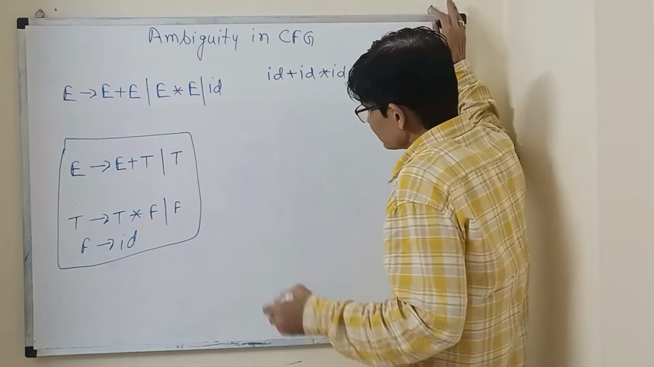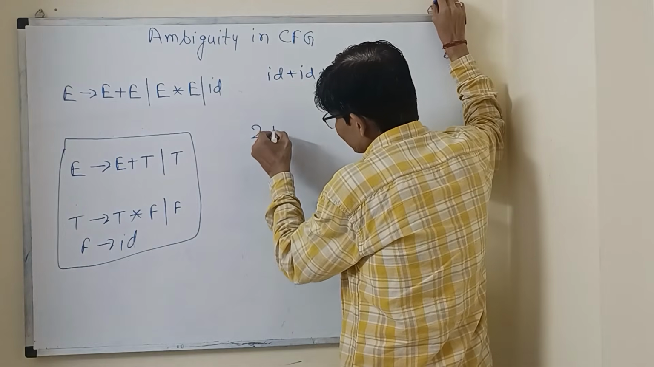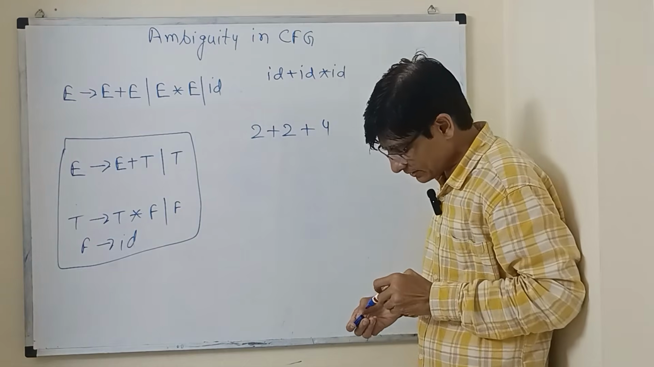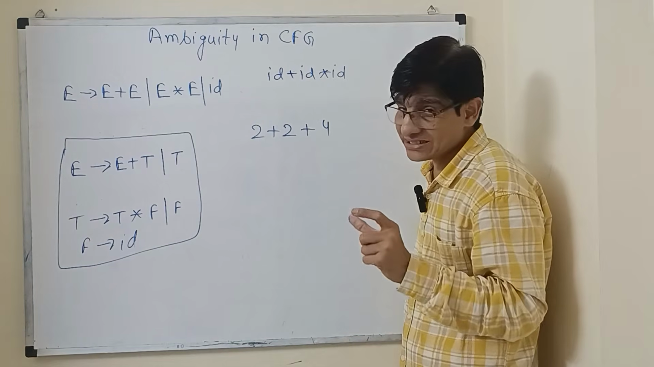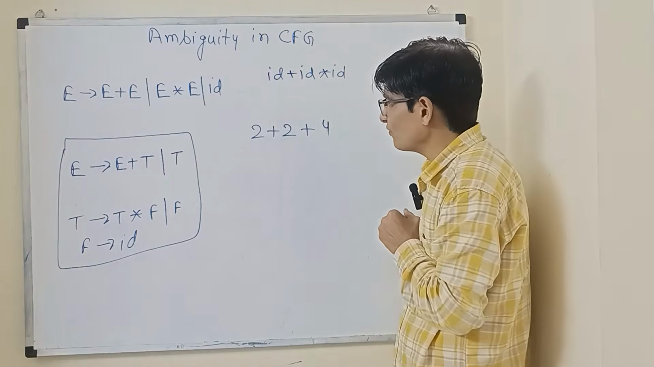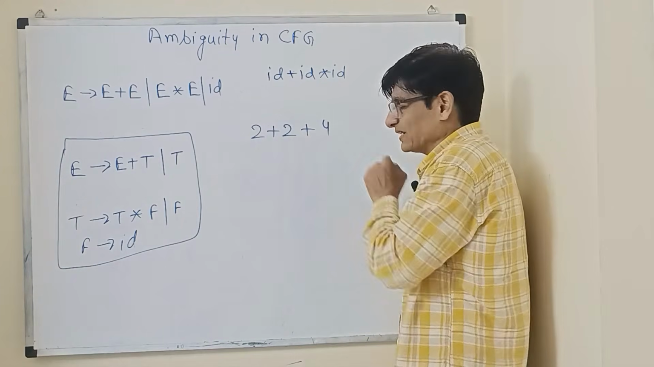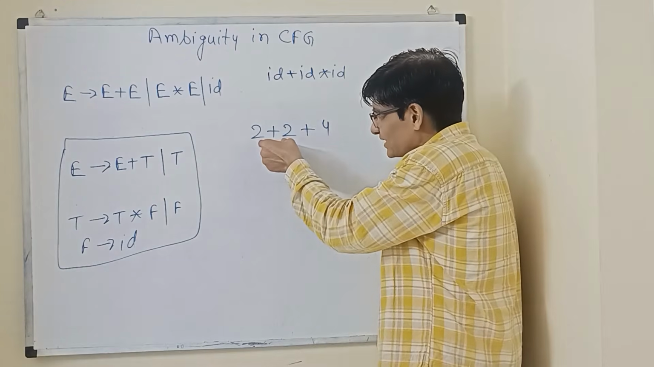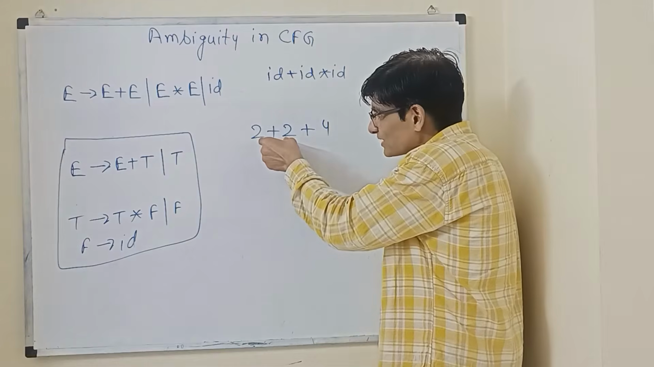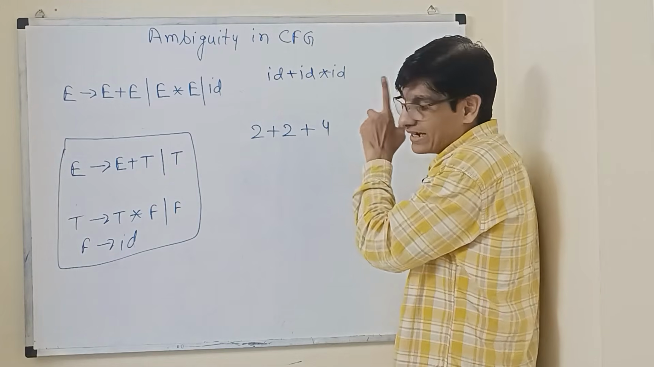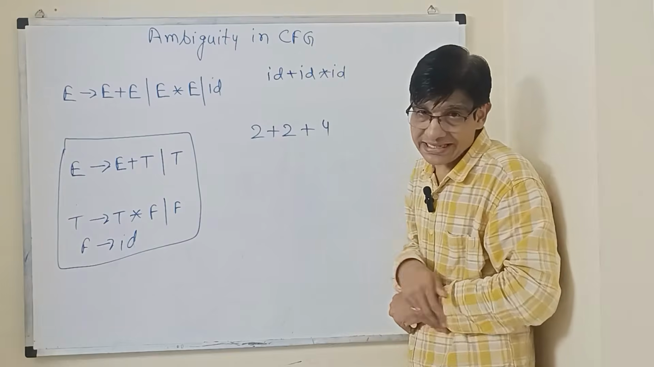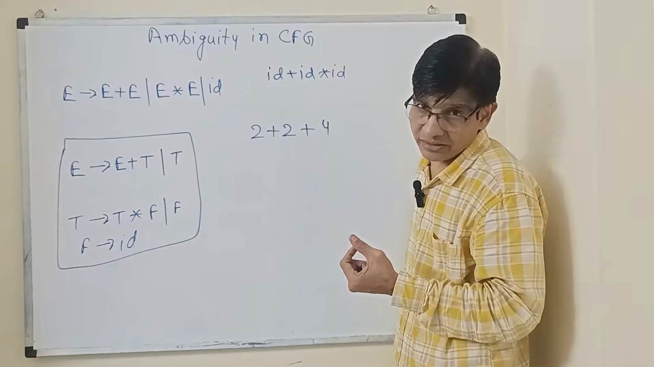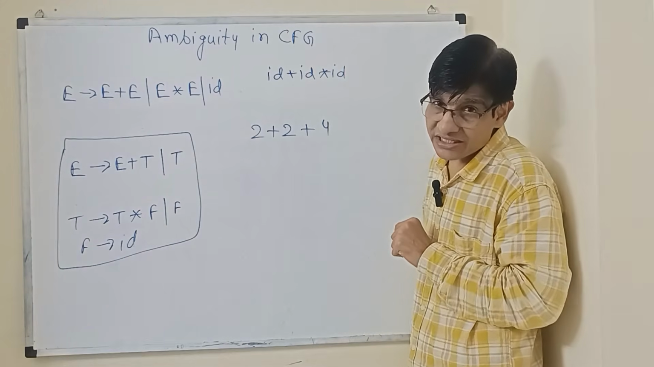Now, suppose you have the expression 2 plus 2 plus 4. Which plus will you solve first, this plus or this plus? Although the result will be the same either way: 2 plus 2 is 4, plus 4 is 8. So the result will be the same in both cases. But as we are doing this with a computer, we need to specify the proper sequence.